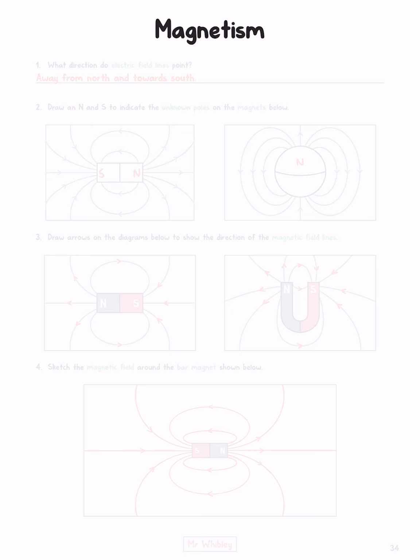Magnetism. Question 1. What direction do magnetic field lines point? That is, away from north and towards south. This is something that you need to memorize.